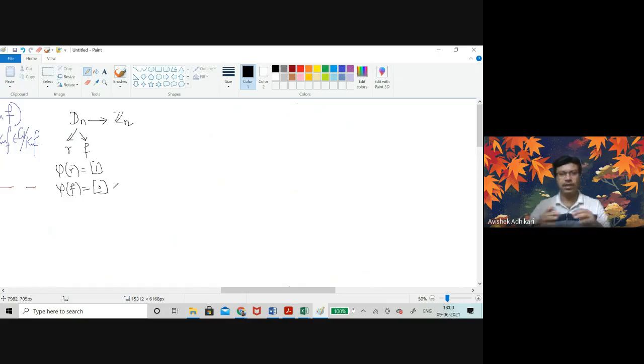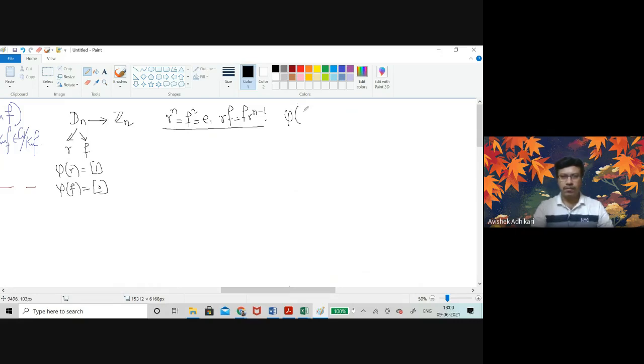So the question is whether with respect to this phi, that forms a group homomorphism or not. As usual, we know that r to the power n equals f squared equals e, and rf equals f r to the power n minus 1. Let's see whether all these properties are satisfied with this phi or not.